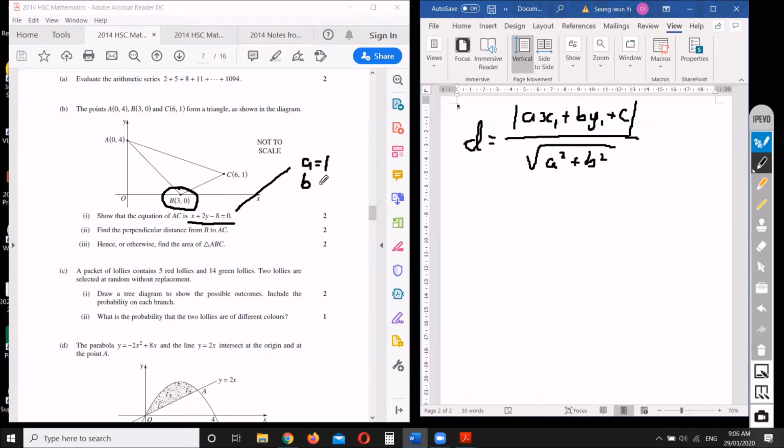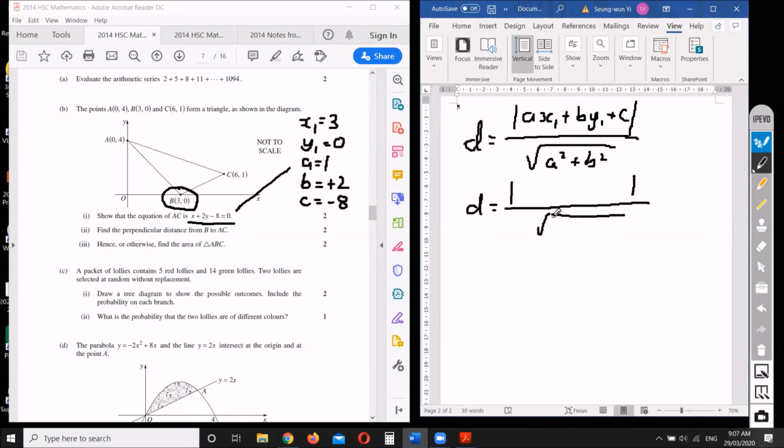If you get the drift, what would B be, Clayton? 2. Yep, positive 2. And Cameron, what would C be? Negative 8, absolutely. Got it? What would x1 be? Artie, just take a stab in the dark. 3. Absolutely, well done. And y1, Clayton? 0. Okay. What do you think we do next? Put them into the formula. Yeah, sub them all in.